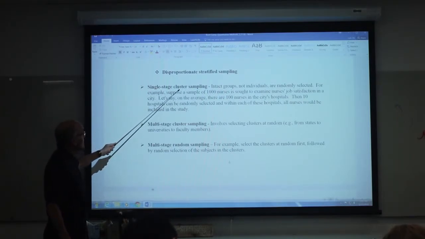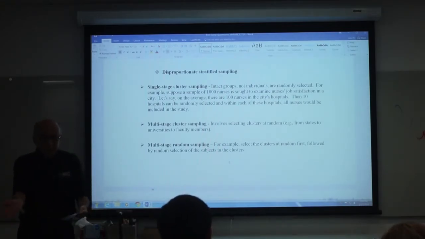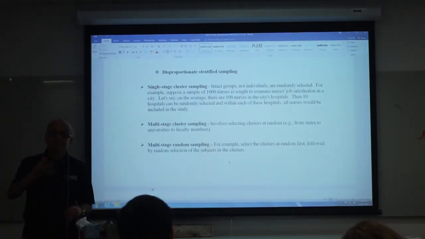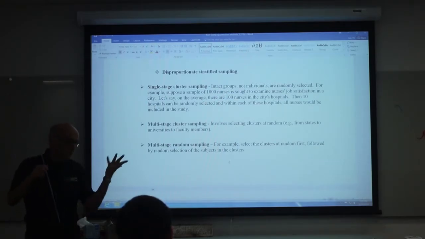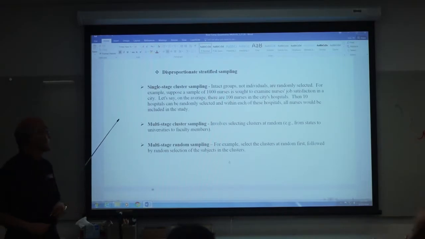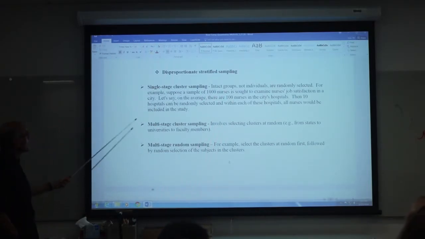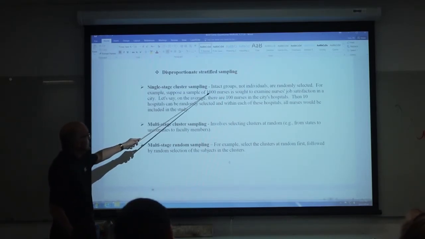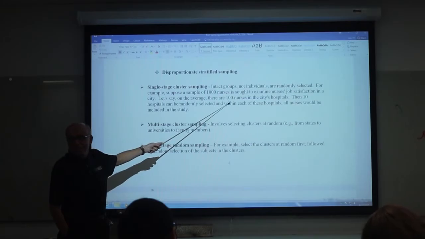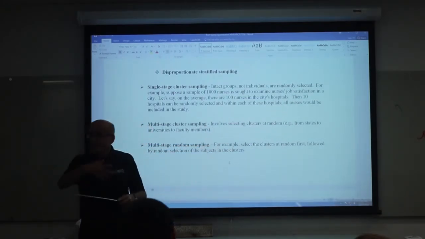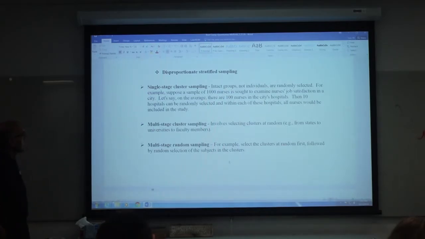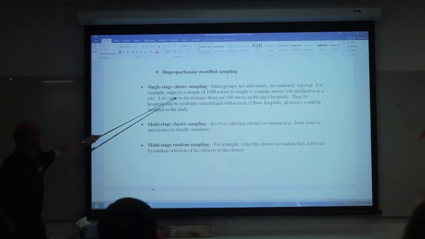Single stage cluster sampling. Now the unit of analysis is a cluster. A cluster is a unit. Like this room is a cluster. So someone can pick at random, what is this room? Library room 220. They come here, say, okay, you're all in my study, please complete the survey. That is single stage cluster sampling. In the example I have given you, we want a sample of 1,000, and there are 100 nurses in each hospital, so you pick 10 hospitals and include all the nurses. That is single stage cluster sampling.